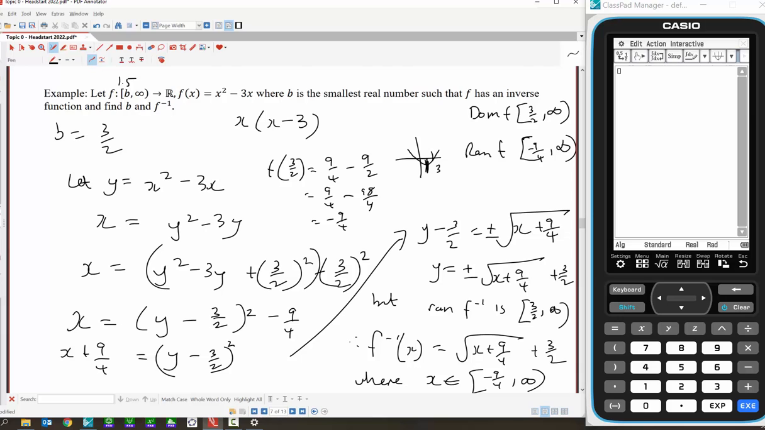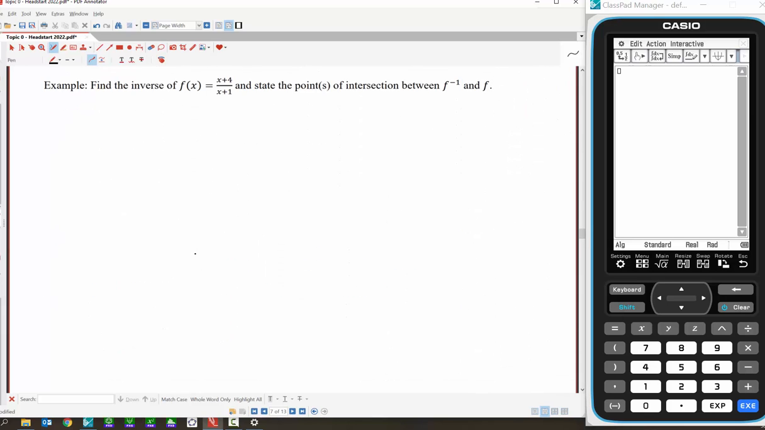Alright, so I think this is the second last problem. Find the inverse of this and state the points of intersection between f⁻¹, the inverse, and the original. Okay, so with this one, you just need to know how to invert it and write the domain. I can see that the domain is going to be all real numbers, except you can't throw in a negative 1. What's the range going to be?